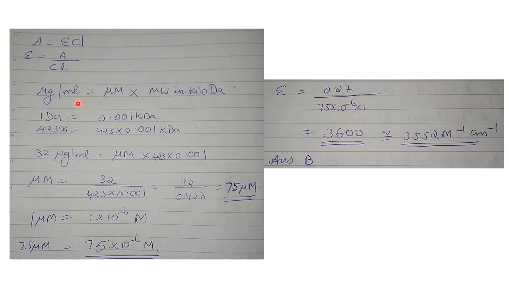You have to convert it into micromolar first. So for conversion, you need molecular weight in kilodaltons. So they have given the molecular weight in daltons. So 1 dalton is 0.001 kilodalton. So 423 daltons will be multiplied by 0.001. Now 32 microgram per ml into micromolar is equal to 423 into 0.001 kilodaltons. So micromolar will become 75 micromolar. Now 75 micromolar, you have to convert it into molar because that is the unit for concentration. So that will be 75 into 10 raised to minus 6 molar. Now substitute the values: absorbance they have given as 0.27, concentration you got as 75 into 10 raised to minus 6, and path length is 1. Substitute the values, you will get 3600, which is approximately 3552 as per the option. So answer is option B.